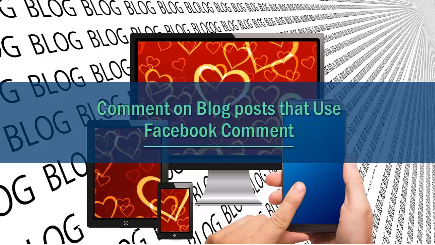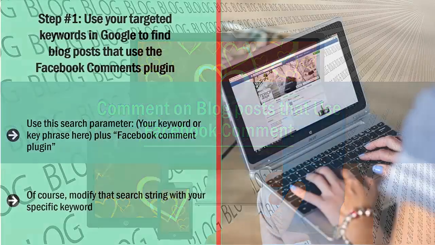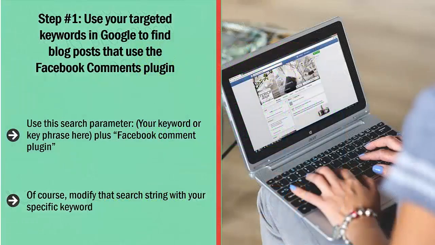Comment on blog posts that use Facebook comments. Here's the step-by-step directions you need to follow for this marketing technique. Step number 1. Use your targeted keywords in Google to find blog posts that use the Facebook Comments plugin. Use this search parameter: your keyword or key phrase here, plus Facebook Comment plugin. Of course, modify that search string with your specific keyword.